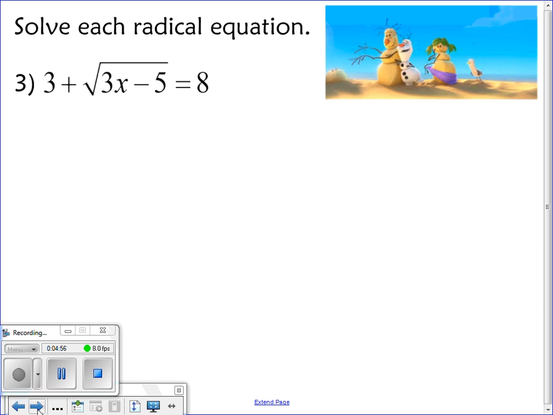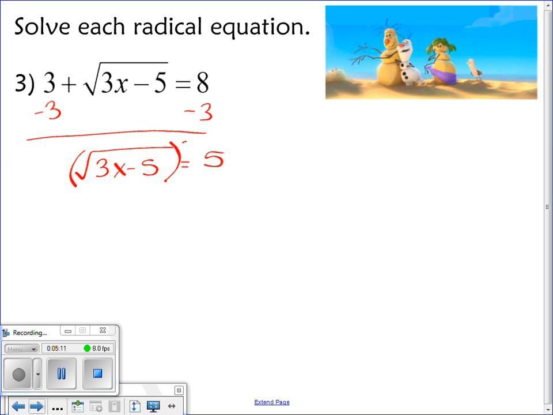What do you want to do first? Subtract 3. So radical 3x minus 5 equals 5. Not square root it, but square it. Not the same thing. Complete opposites, actually. All right, so we get 3x minus 5. 5 squared is? Add 5, so 3x equals 30. Divide by 3.